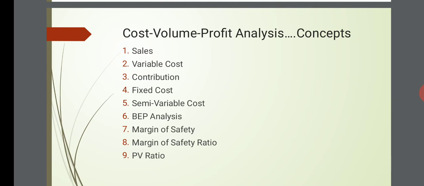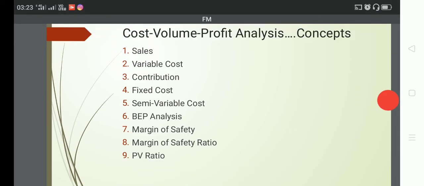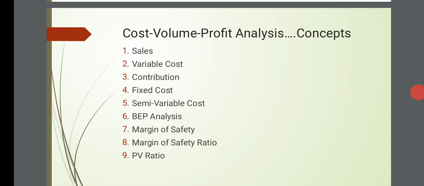Sales means revenue. It is selling price per unit into the number of units sold. Variable cost is a cost which changes per unit. Contribution is sales minus variable cost. Fixed cost is the cost which does not change per unit, it remains constant. Sales minus variable cost is equal to contribution, and contribution minus fixed cost is earnings before interest and tax. Semi-variable cost is a cost which has components of both fixed cost and variable cost.